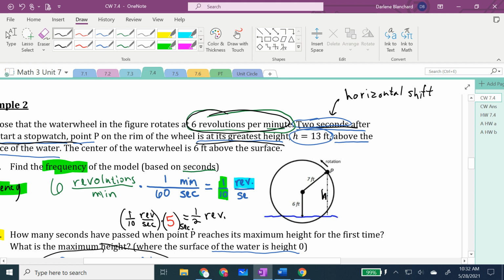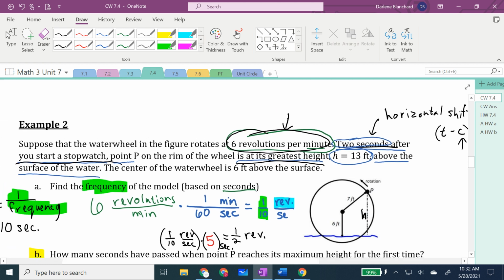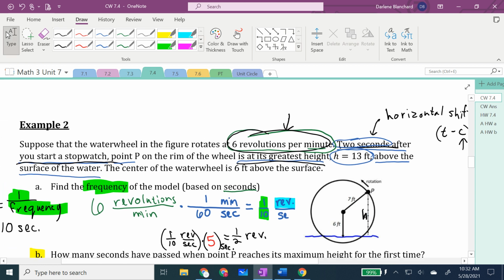Which I was using the letter C for, where it said t minus C. Knowing the frequency, or the rate at which the wheel is turning, knowing something about that is what you're going to use to determine the B number that you need to multiply by time.